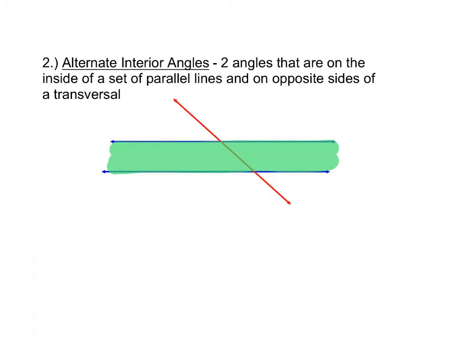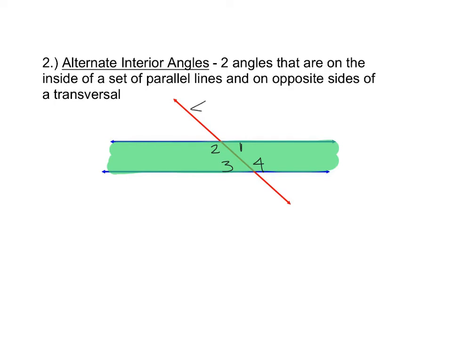Now, let's look at that space in there. There are 4 angles in there. Let's call this angle 1, angle 2, angle 3, and angle 4. There are 4 angles inside of that interior space. We call angles alternate interior if the angles are on the inside of a set of parallel lines and they're on opposite sides of the transversal.